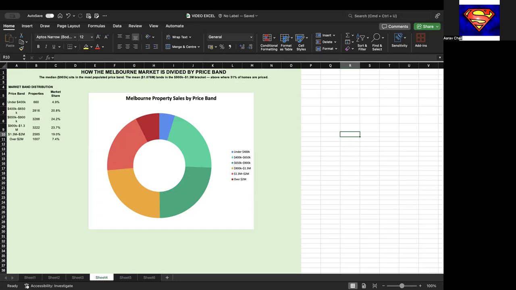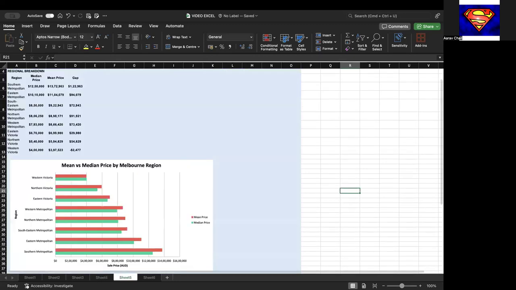Next, I compared Melbourne regions. This helps show how distortion changes depending on location. In some regions, the gap between mean and median is large. This suggests stronger luxury market influence. In other regions, the two values are closer together. That suggests fewer extreme sales and a more balanced distribution. This tells us something important. The reliability of average price depends partly on region.